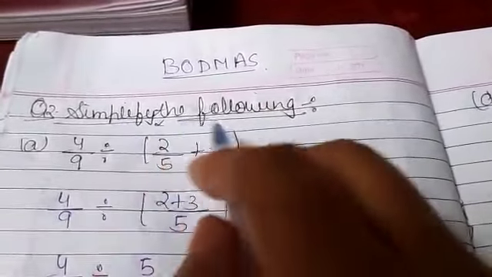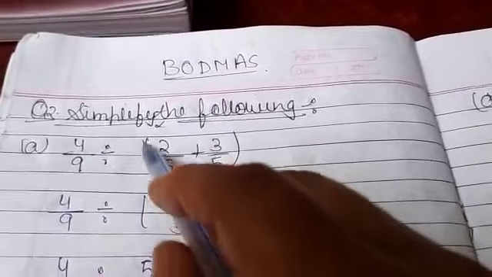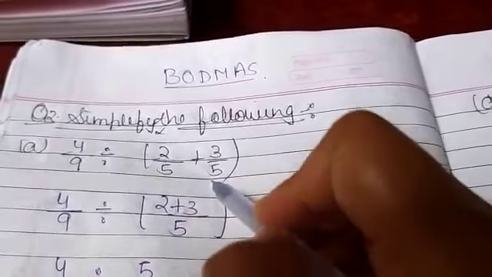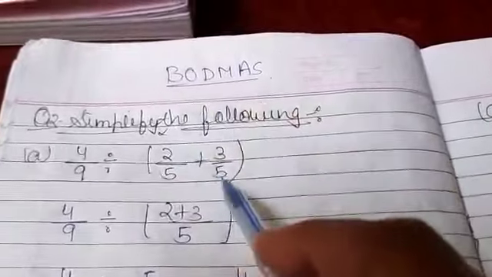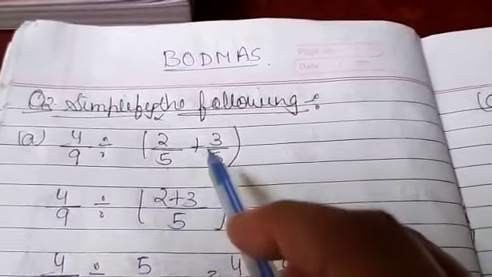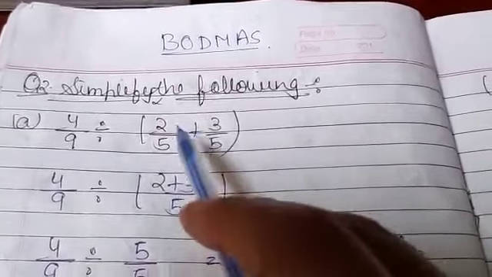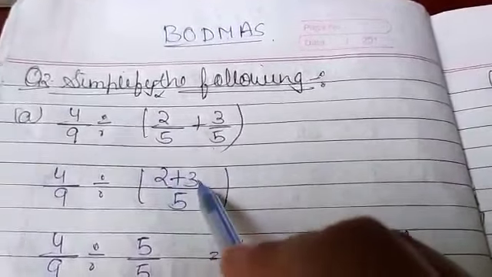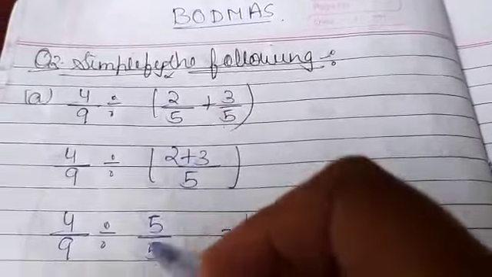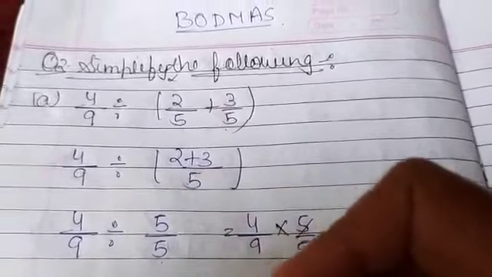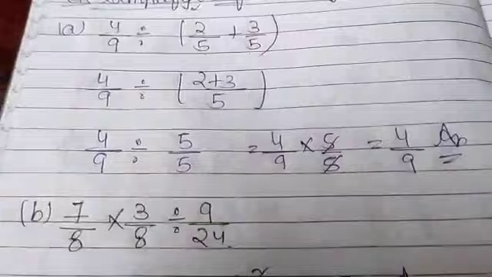So the question is, simplify the following. 4 upon 9 divided by, in brackets, 2 upon 5 plus 3 upon 5. According to the rule of BODMAS, first of all we have to solve the brackets. Now 5 will be the LCM. So 2 plus 3 will be 5, so it will be 5 upon 5. If you want, you can cancel here also. This will be 1. So the answer will be 4 upon 9 only.